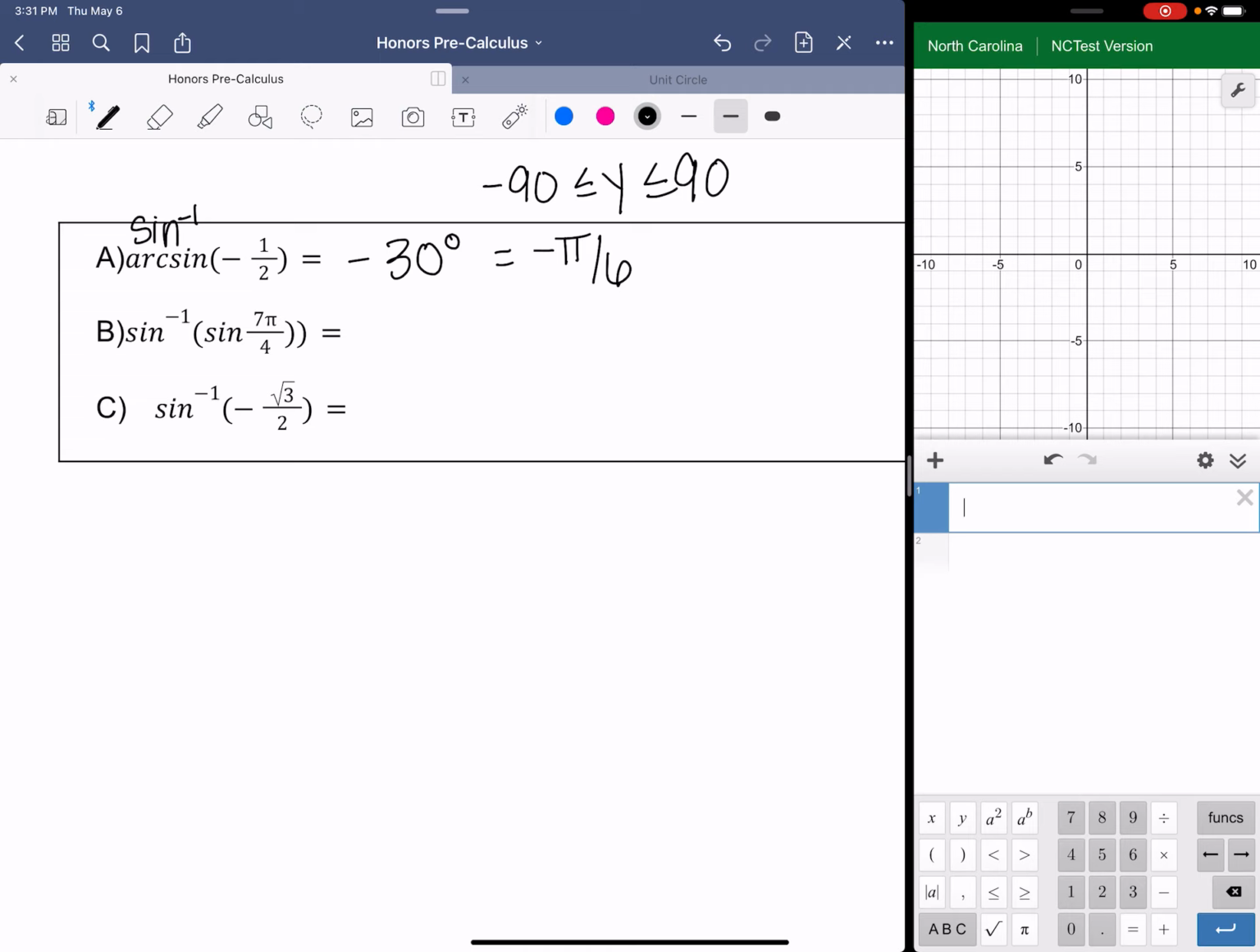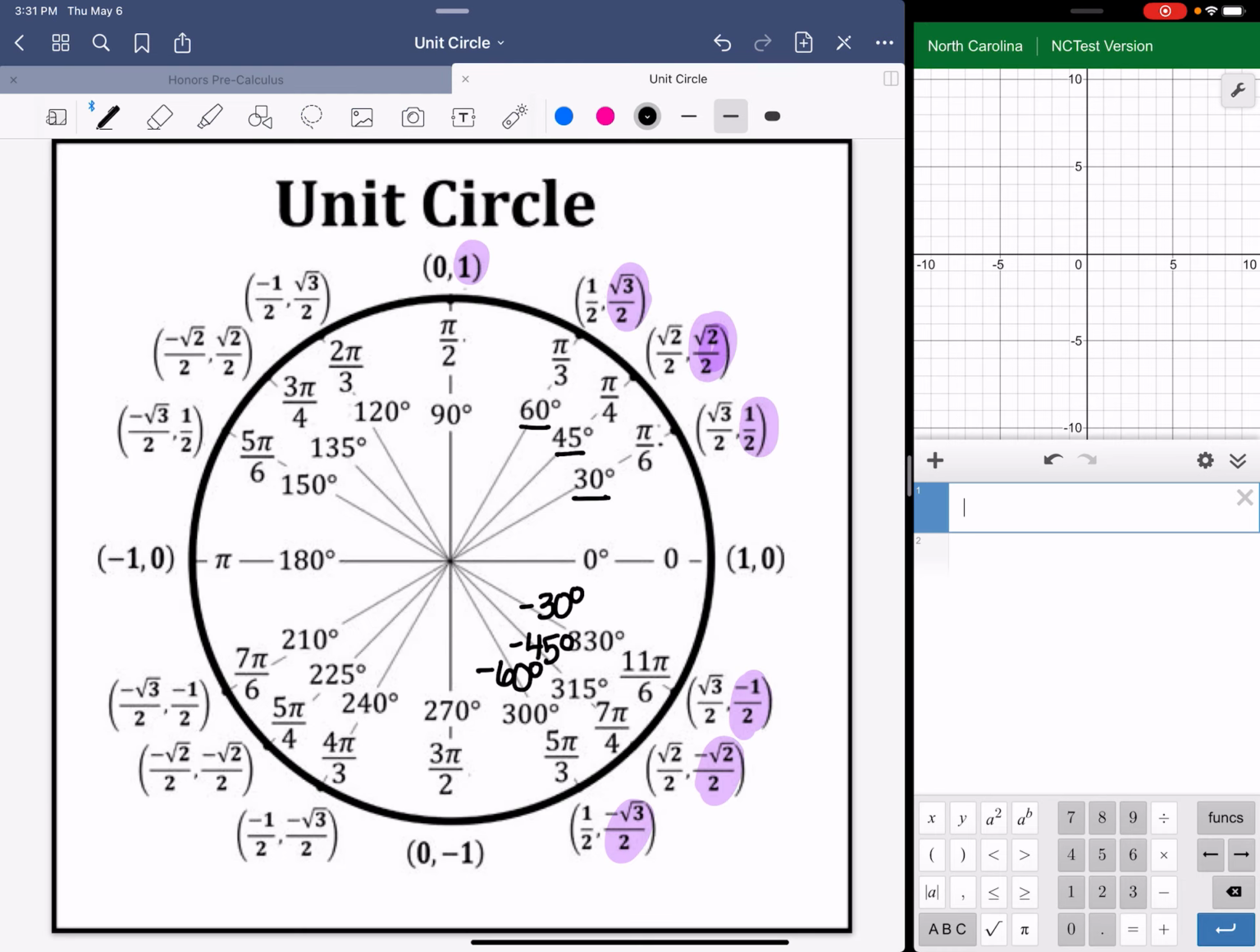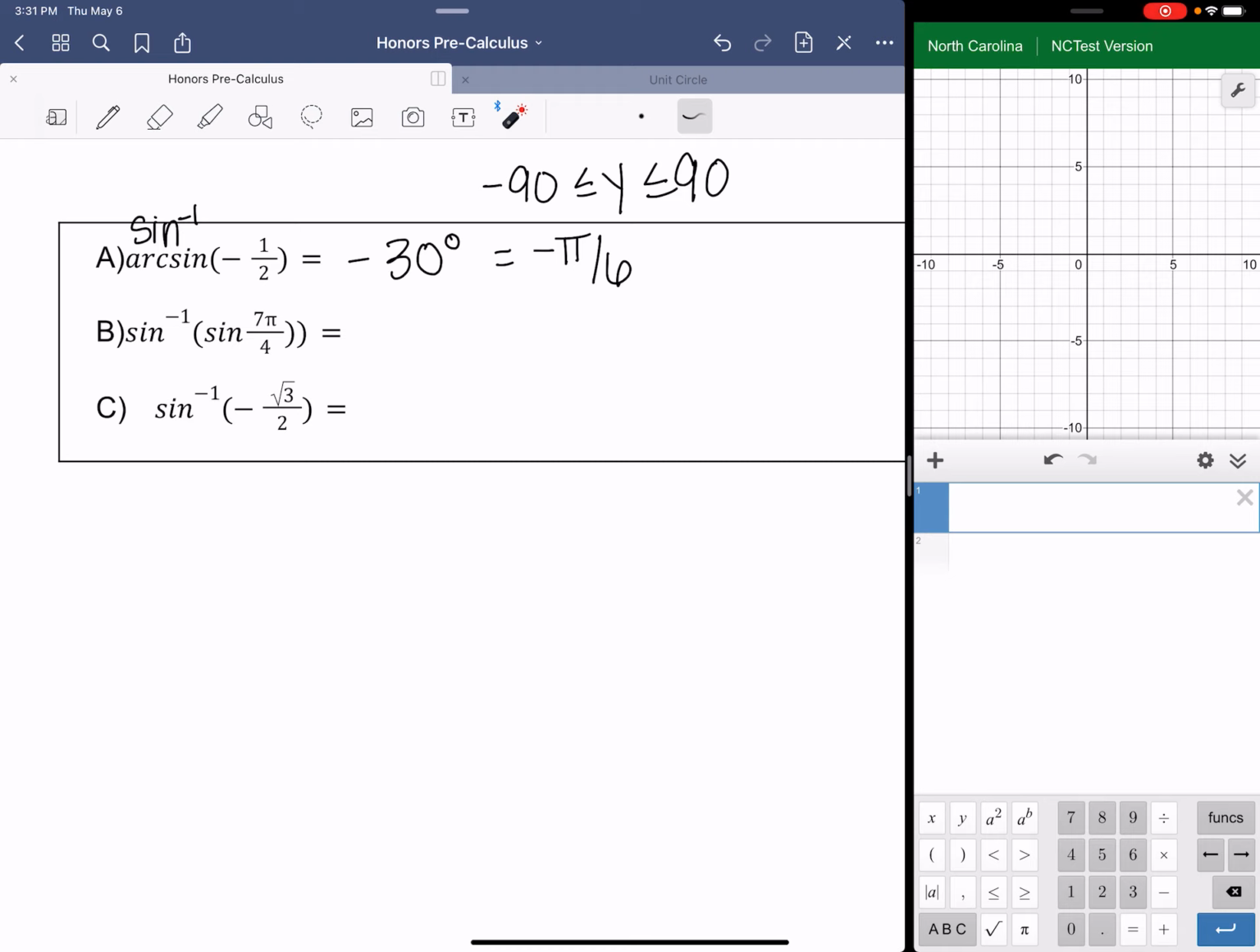All right, so again, we're going to look at this particular example. I have the sine of 7 pi over 4. So I'm going to look at 7 pi over 4 right here, and I can see that that is 315. But I know that 7 pi over 4 produces this sine coordinate here, which is negative. So I still have the sine inverse, and I know that it equals negative square root of 2 over 2.